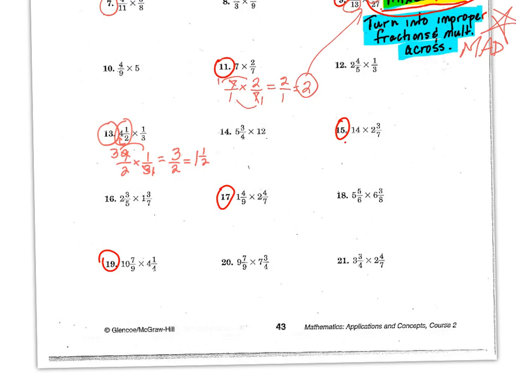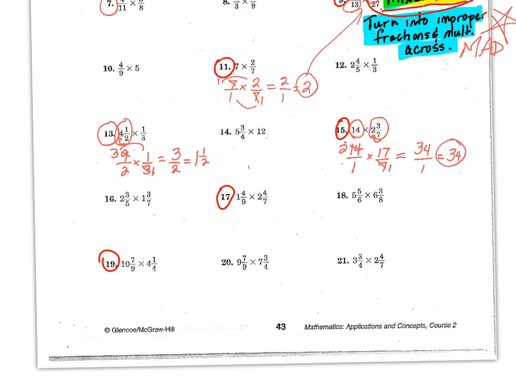15 says, oh, it's another whole number. So I'm going to write this as 14 over 1 times, oh, we've got to get MAD. 7 times 2 is 14, plus 3 is 17 over 7. And that 7 becomes a 1, 14 becomes a 2. I go straight across. 17 times 2 is 34 over 1, which gives me the answer 34.